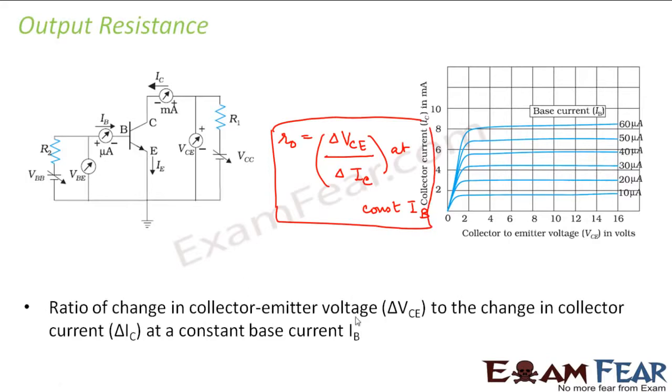So it is defined as the ratio of change in collector emitter voltage to the change in collector current at a constant base current.